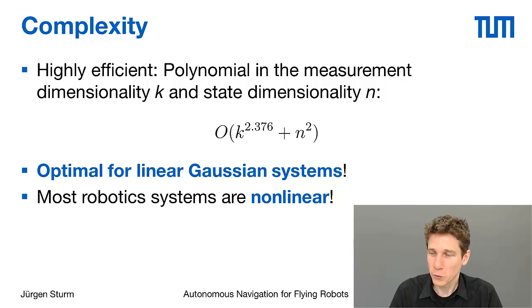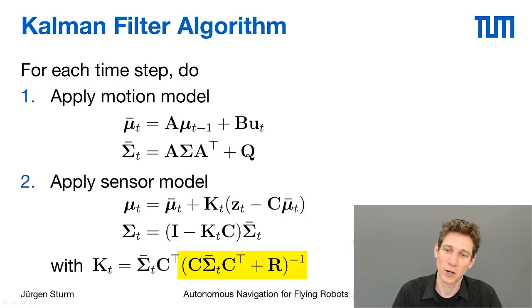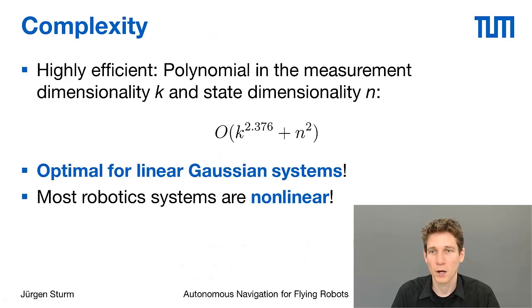Good. So the good news now on the Kalman filter is that it's extremely efficient. It is polynomial in the measurement dimensionality and the state dimensionality. The only costly thing that we have to do is to invert this expression here, which depends on the size of our observations and the size of our state. But everything else is just a multiplication of matrices, which is extremely fast to compute.